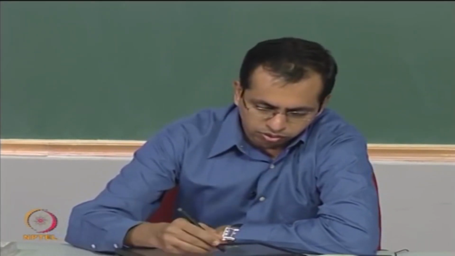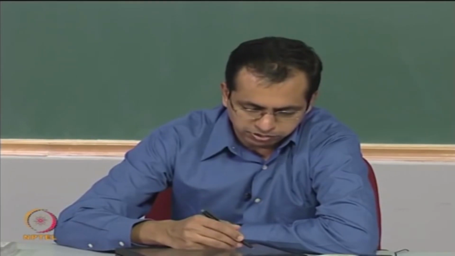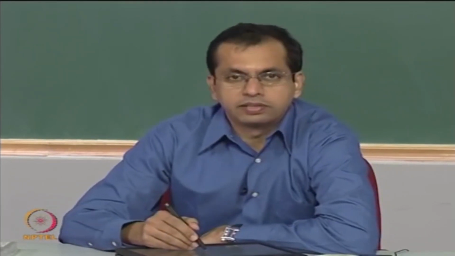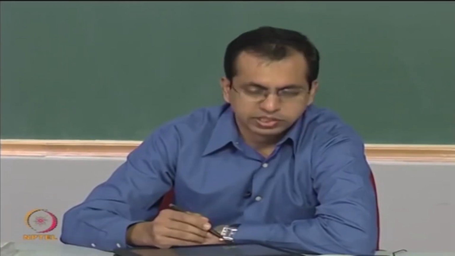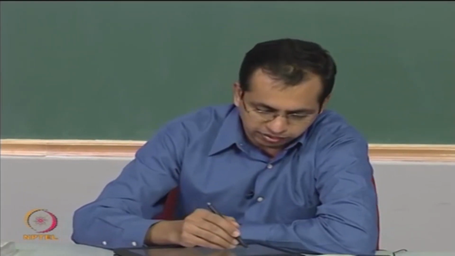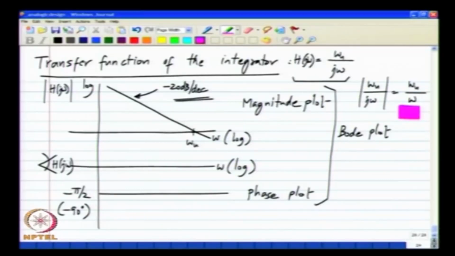Okay. Note that in the Bode plot you do not have a representation for DC, because the x axis is a log scale and you cannot represent 0 frequency on a log scale. Okay. But you can extend it down to as low a frequency as you want, and for an integrator the magnitude will keep on increasing as you go to lower and lower frequencies. Okay.